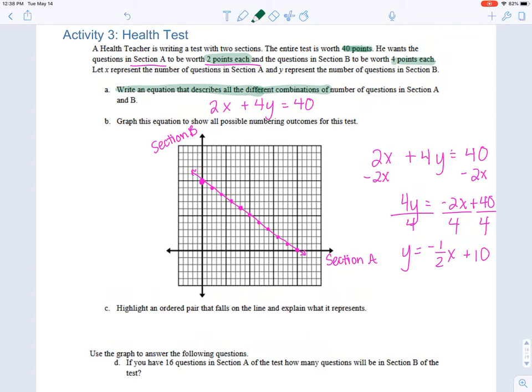So let's highlight this one. And that point is, if I look, 6 and 7. So 6, 7, and explain what it represents. That would be 6 questions in section A and 6 questions in section B.